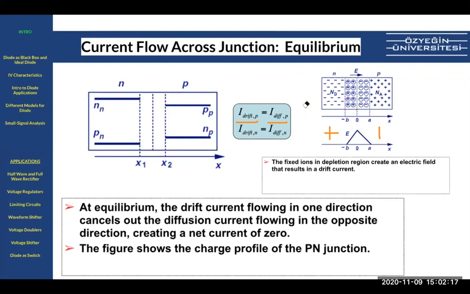Diffusion current is when the majority carriers, here for instance, P-type, it has a lot of holes, like P stands for holes. So the holes try to diffuse from P-type to the N-type, and in N-type, there are a lot of electrons. So these electrons try to diffuse to this region, right? So they try to diffuse to the P-side.